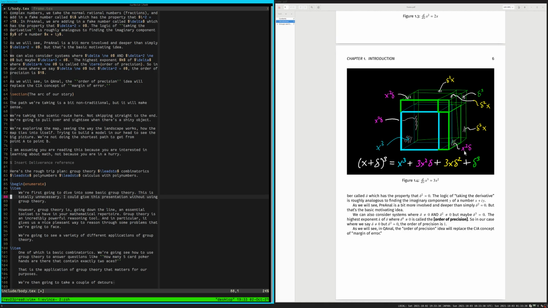And group theory is an incredibly powerful reasoning tool set. We're going to see a variety of applications, one of which is basic combinatorics. We're going to see how to use group theory to answer questions like, how many 5-card poker hands are there that contain exactly 2 aces? That is the application of group theory that matters for our purposes. We're then going to take a couple of detours in the combinatorics.